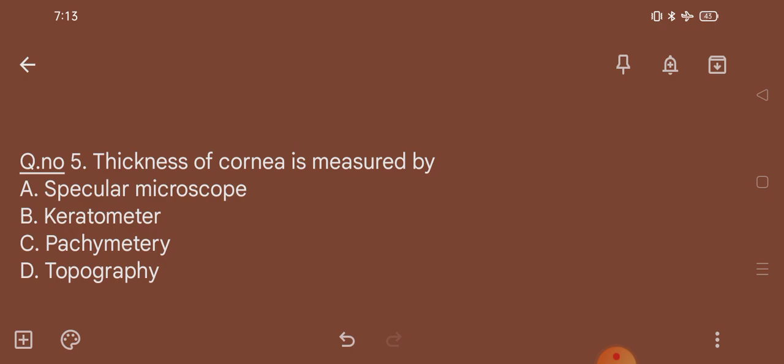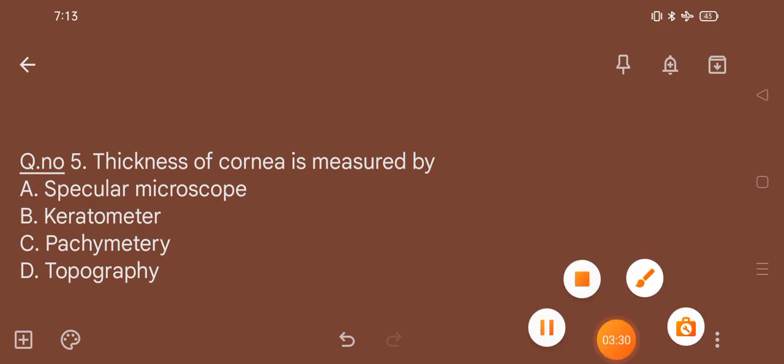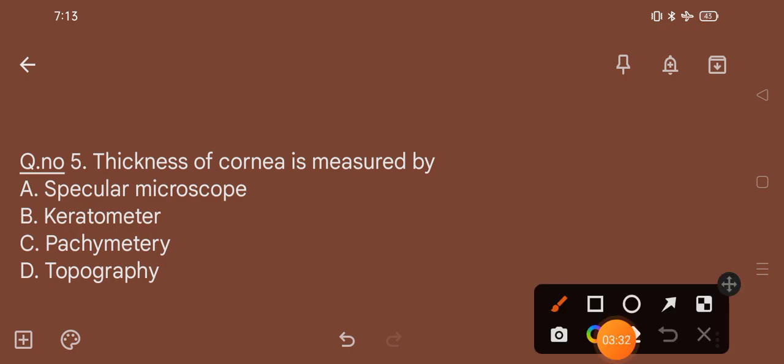Question number 5 is: thickness of cornea is measured by option A, specular microscope; option B, keratometry; option C, pachymetry; and option D, topography. Now the correct option is C, that is thickness of cornea is measured by pachymetry.